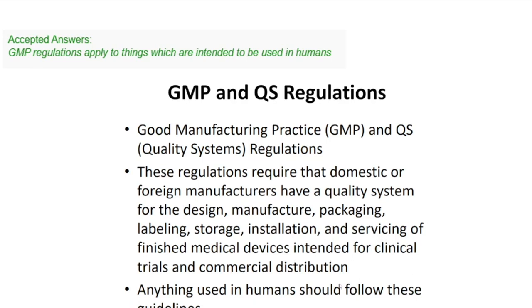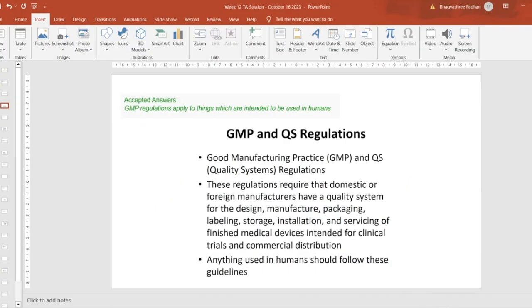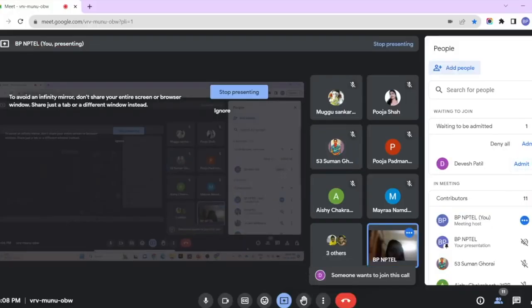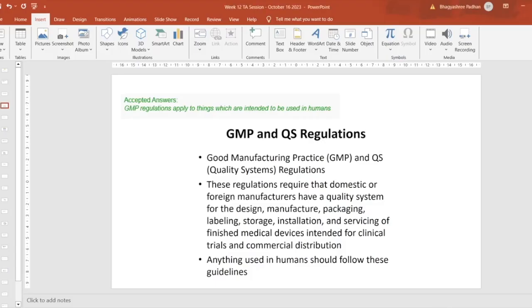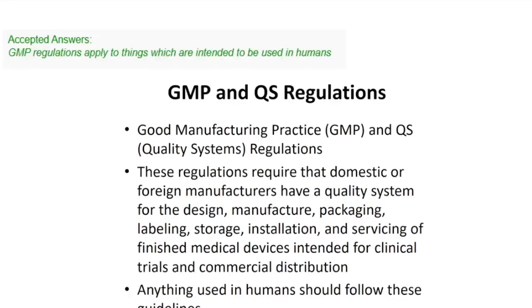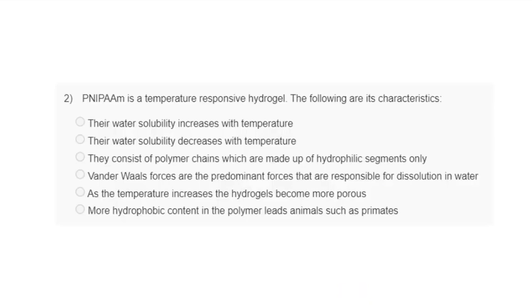Intended for clinical trials and commercial distribution. And anything used in humans should follow these guidelines. So GMP regulations apply to things which are intended to be used in humans will be the correct option. Okay. So here is the second question.